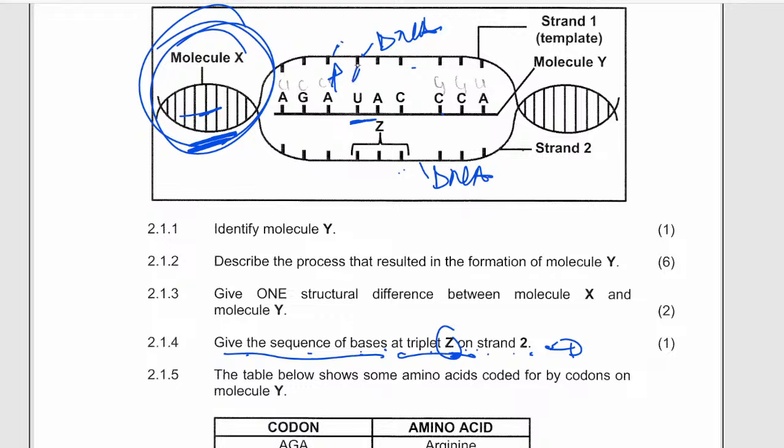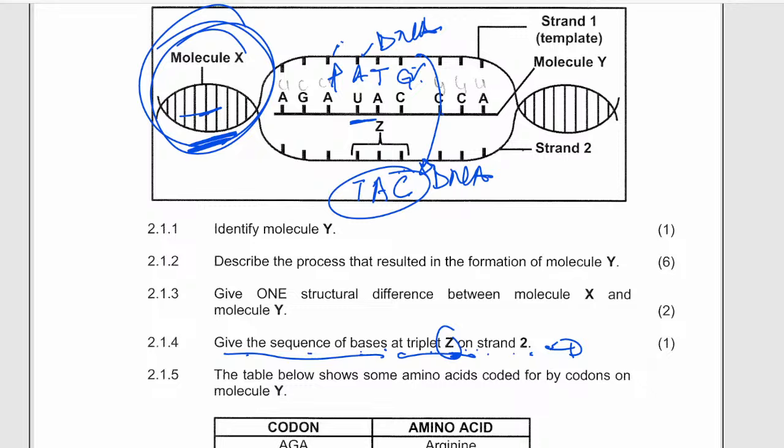Therefore, U goes with A, A goes with T, and then T goes with C, G. You understand? So if this is the first strand of DNA, what will be the second strand of messenger? Therefore, it's gonna be A goes with T goes with A, and then G goes with C. So the answer is TC.